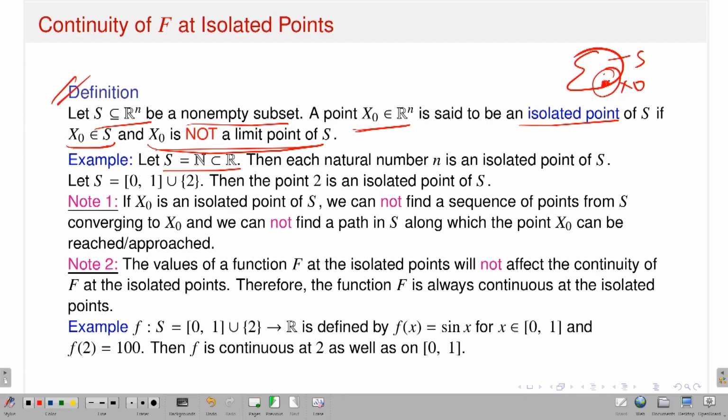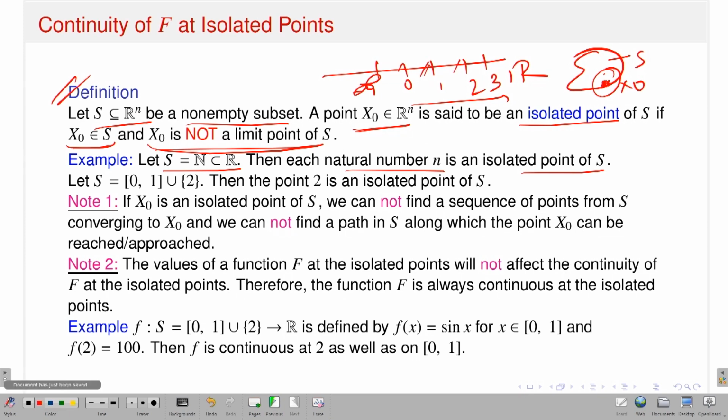For example, S is equal to N, the set of all natural numbers in R. I am saying that each natural number n is an isolated point of S. Why? This is my R, and this is 0, 1, 2, 3, and minus 1. So this is my set S. I am saying that each number, 1, 2, 3, is an isolated point. First of all, if I take the point 1, it is an element of S, that means it is a natural number. And there exists a neighborhood which does not contain any other point of S except the point 1. If I take a small neighborhood, say a half neighborhood, it will not contain any other natural number except the point 1. So it is an isolated point.